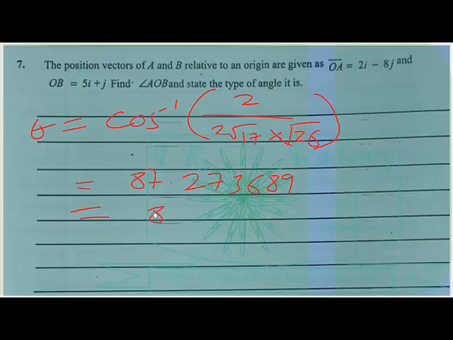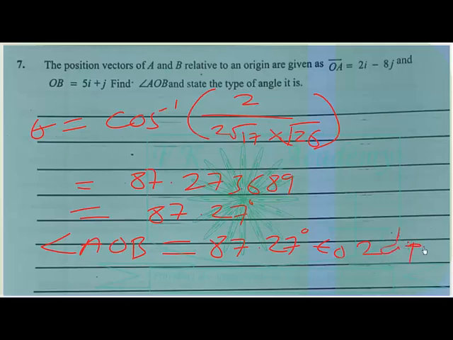So this will give us 87.27 degrees. So the angle AOB is equal to 87.27 degrees to 2 decimal places. And this is an acute angle. Acute angle, because the question says we should state the type of angle it is.